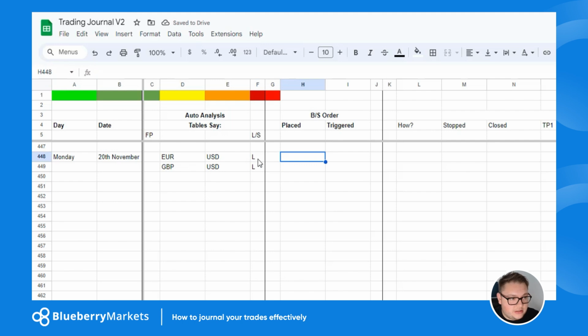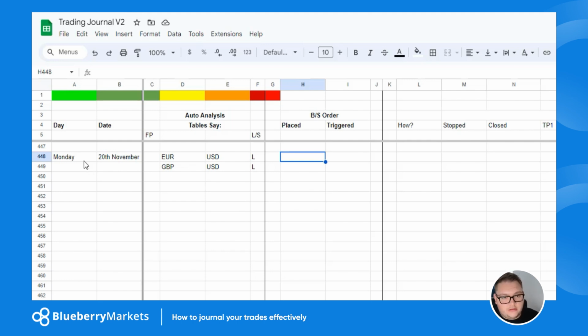Now, placed and triggered is something that I like to use as well. I want to know if I've placed an order, obviously, does it trigger? If it doesn't trigger, what happened to price? That's something that I like to note down. And this comes back to the structure of how I got involved, when I got involved, why I'm getting involved with the market.